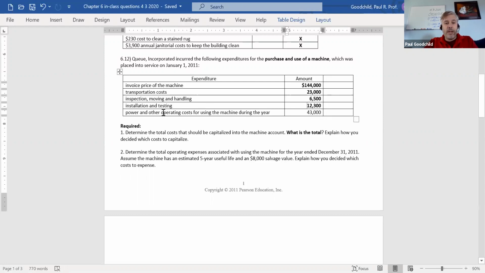Now it says power and other operating costs for using the machine during the year. And so in this case, this is not included. So this one would be expensed. All right, the other one's in bold, and so we end up with a total of $185,800.